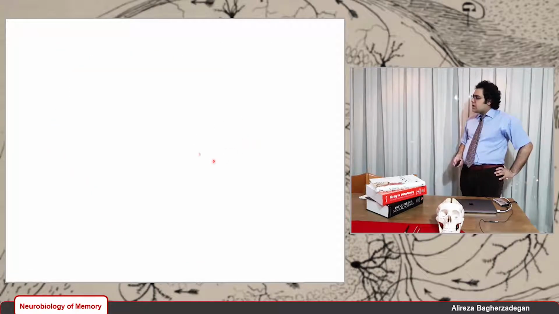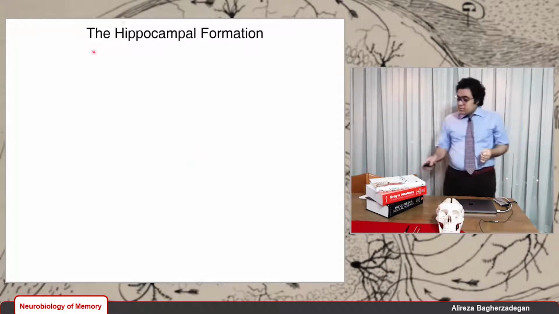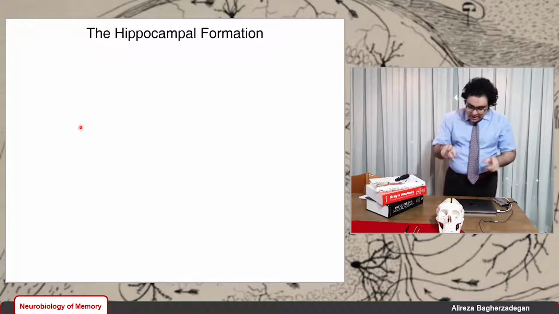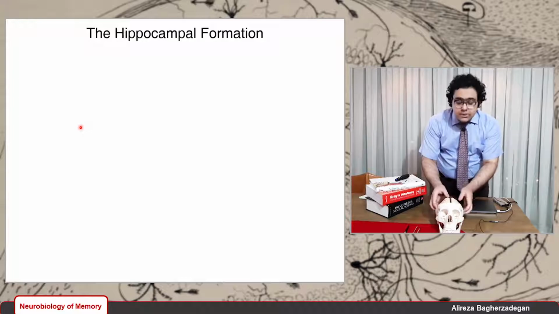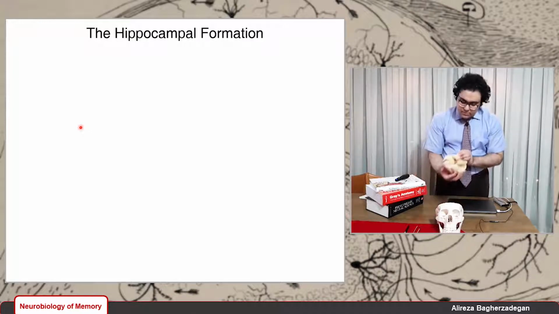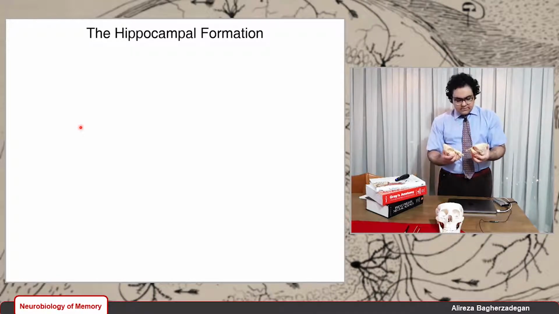And now let's talk about the structure of the hippocampal formation and the hippocampus itself in much further detail. But before I do that, I have a brain model here. It's a very good brain model. My father bought that for me for my 17th birthday, I guess, and it was a great gift.